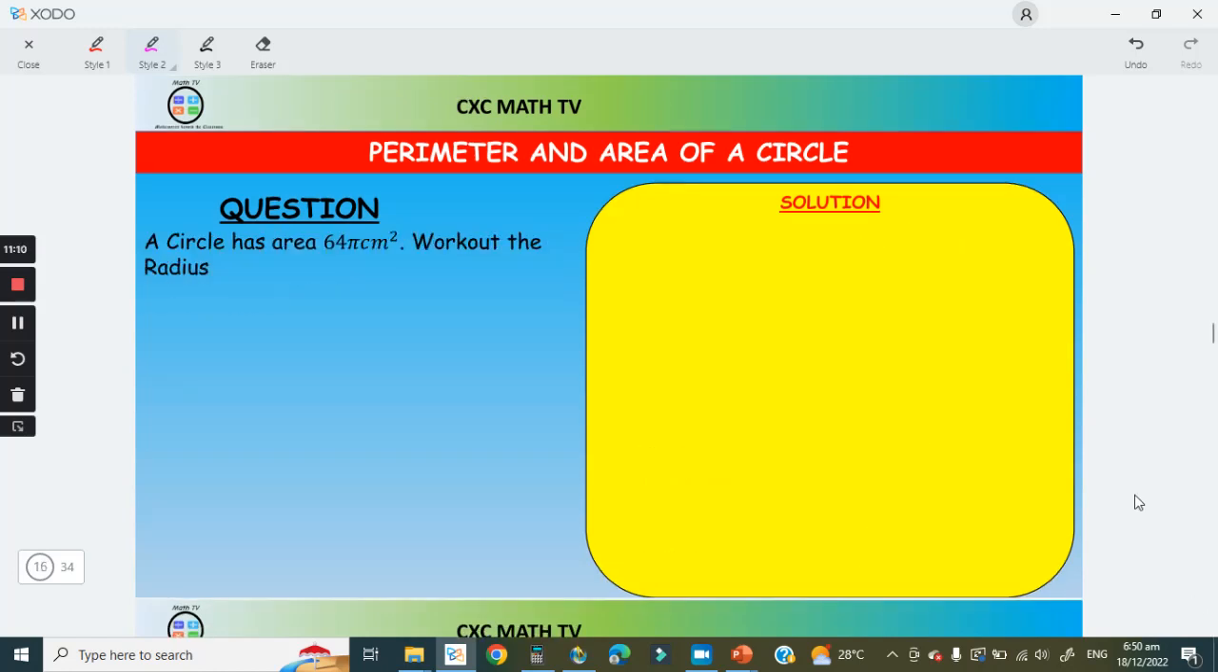All right, this question here now, it says a circle has circumference 40.